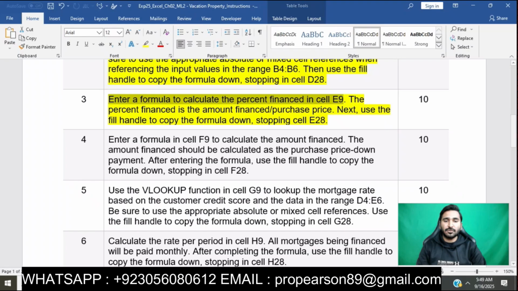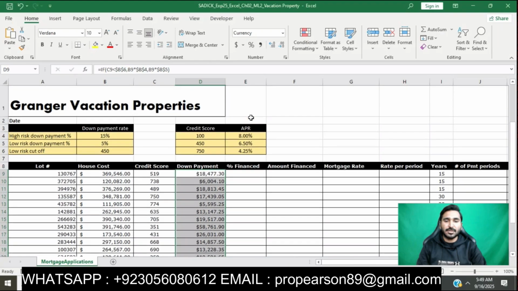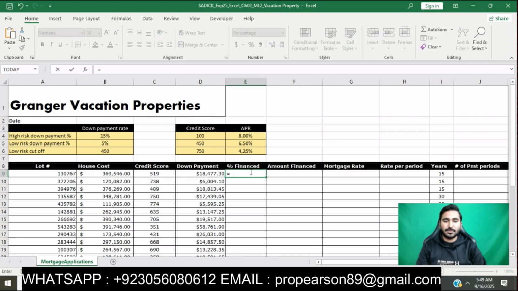Okay, enter a formula to calculate the percentage financed in cell E9. We will go to our Excel workbook, click on cell E9, and press equals, then B9 minus D9. B9 is the house cost and D9 is the down payment, and we divide by B9, the house cost. Then we will press enter. It will find the percentage financed in cell E9.